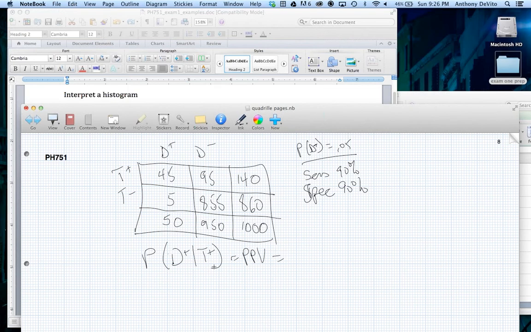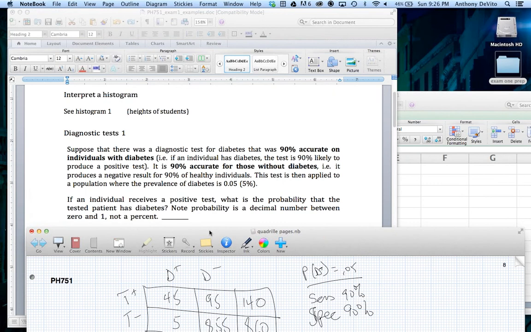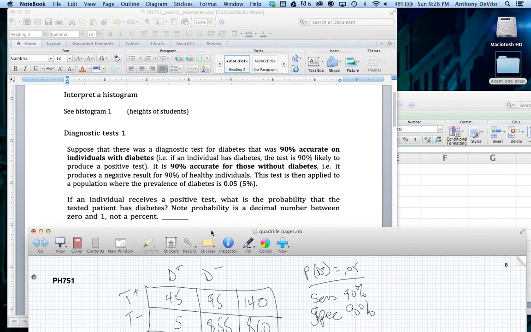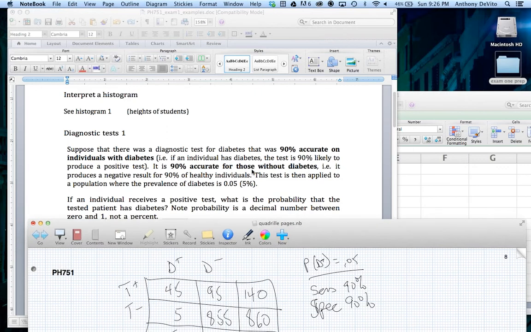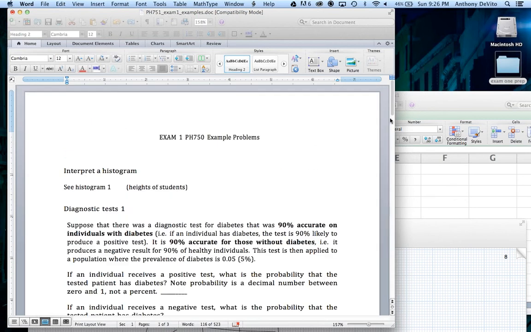Given that they've tested positive, well, 140 people have tested positive. Out of that, only 45 have the disease. So the positive predictive value is 45 over 140. And you can turn that into a decimal for me. Okay, so that's one way for us to solve this particular problem. Another way, I'm going to come to. First, I'm going to take a look at the second part of this.